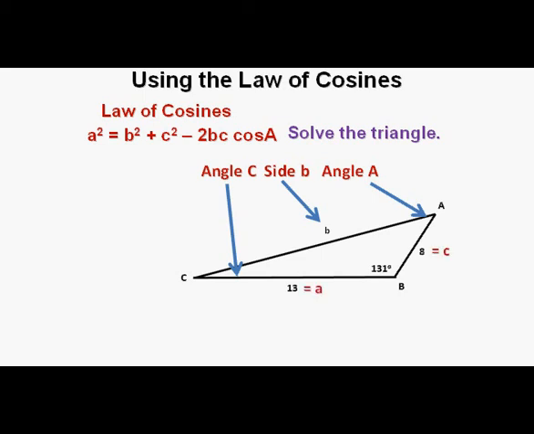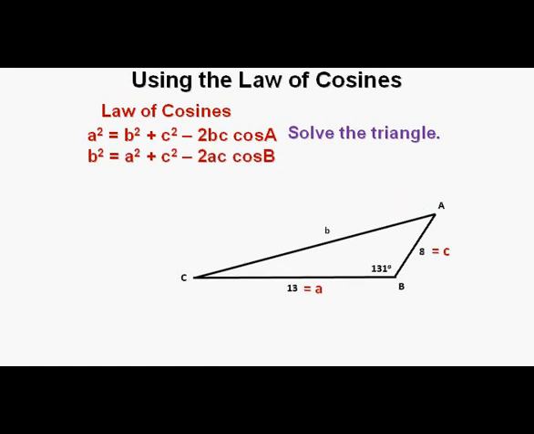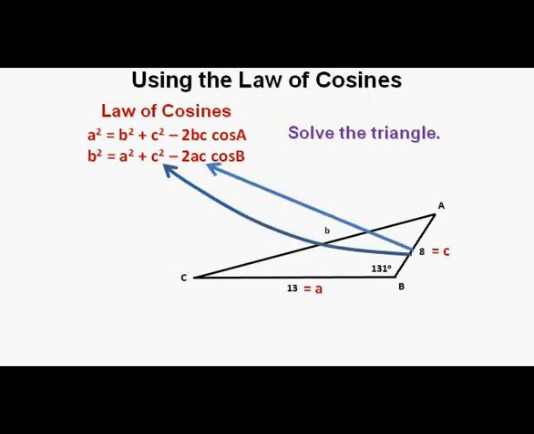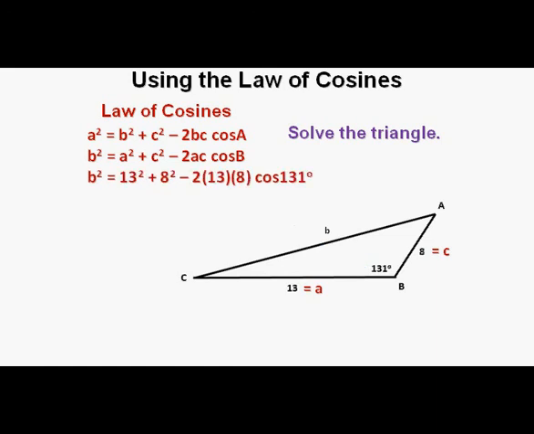We label sides little a and little c. Side little a is 13 and side little c is 8 units in length. And since we have angle B, we will start to solve for little b by using this version of the law of cosines, and that's b squared equals a squared plus c squared minus 2ac cosine B. To use the equation to solve for side little b, we replace the little a in the formula with side a, which is 13. We replace the little c with the length of side c, which is 8 units. Now for cosine B, we substitute the cosine of 131 degrees.